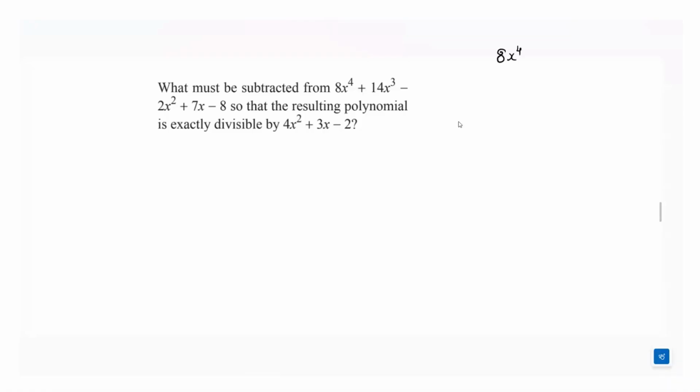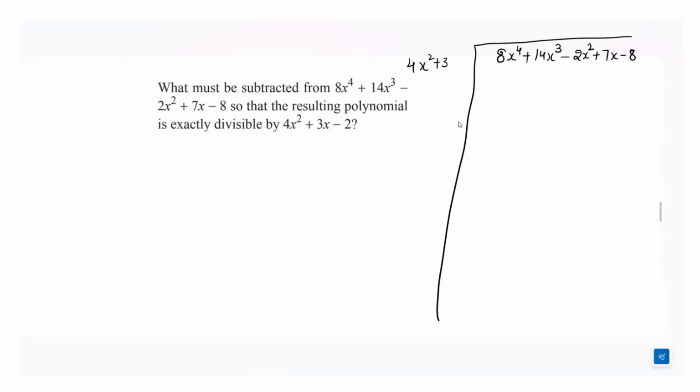8x raised to power 4 plus 14x raised to power 3 minus 2x squared plus 7x minus 8, and we have to divide it by 4x squared plus 3x minus 2. So you can see here we have 4x squared, here we have 8x raised to power 4. So first we will divide 8x raised to power 4 by 4x squared. Once we divide it, we have to simplify it. Here it will be x squared left. So we are getting 2x squared.